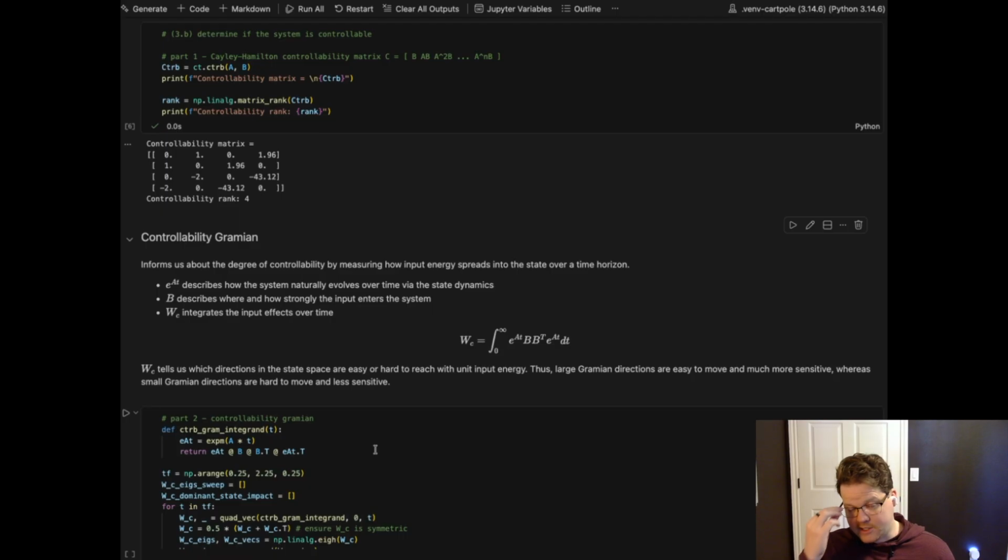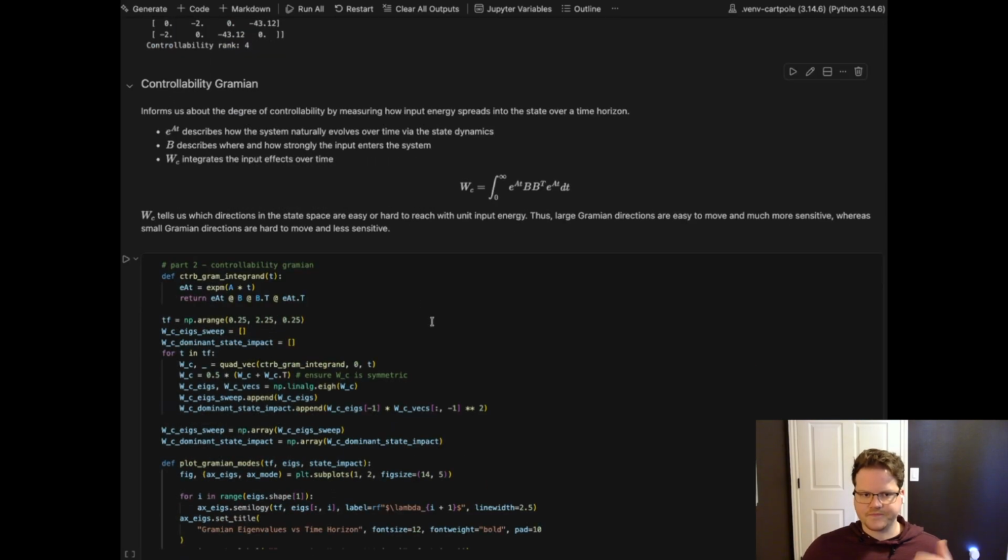So before I step into this next block of code, you can just imagine the Cartpole system. The cart has mass, the pendulum has mass too.